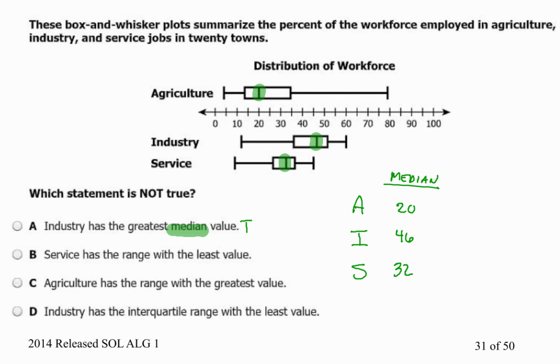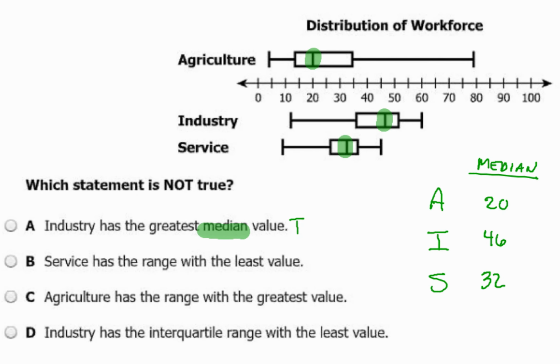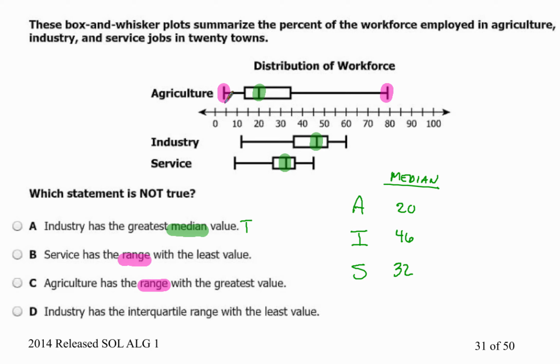Now, the next two choices, B and C, both deal with this one word right here called range. So I'm going to highlight that. To find the range, I'm going to go to agriculture first, and look at this piece right here. It's called the whisker, and then I'm going to look at the other side of the whisker. To calculate the range, you subtract the highest and the lowest. So in agriculture, the highest is at about 80, and it goes all the way down to 5. So 80 to 5, agriculture has a range of just 75.